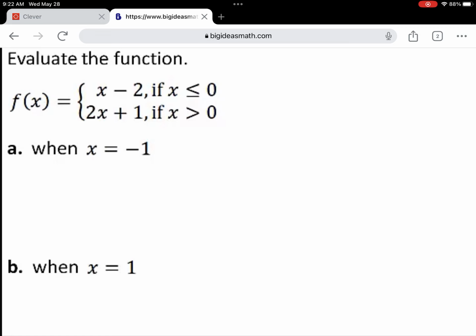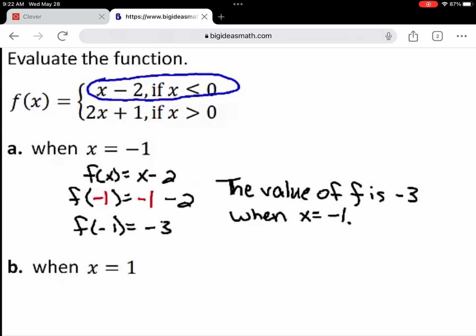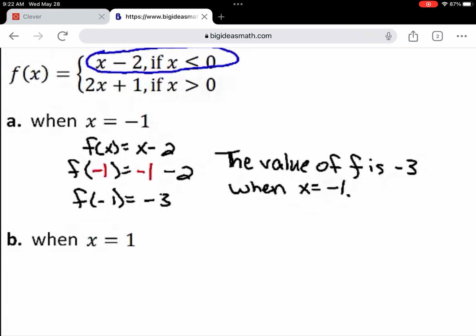Because negative 1 is less than or equal to 0, use the first equation, f of x equals x minus 2. To find the value of f when x equals negative 1, substitute negative 1 for x. Negative 1 minus 2 is negative 3, so the value of f is negative 3 when x equals negative 1.